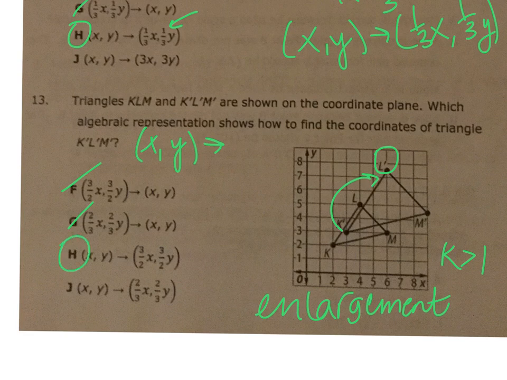If you don't have the two where one's bigger and one is smaller, then you do need to go look at your ordered pair. So let's look at those. The ordered pair for K is 2, 2. And the ordered pair for K prime, its corresponding point, is 3, 3. So again, to do new over old, I have 3 over 2, which is right there.